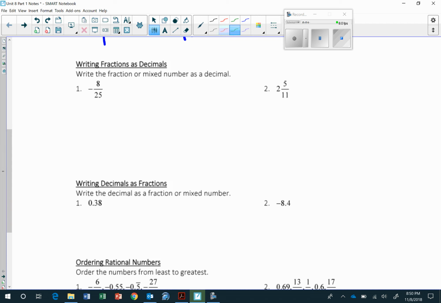In the next section, it says to write the fraction or mixed number as a decimal. So we're changing fractions into decimals. For the first one, we have negative 8 over 25. One way that we can write a fraction as a decimal is to first turn it into a fraction that's out of 100. So if I wanted to make my denominator 100, I would have to multiply 25 by 4. So I also multiply 8 by 4, and I would get negative 32. Then if I want to turn that into a decimal, that would just be negative 0.32 or 32 hundredths.